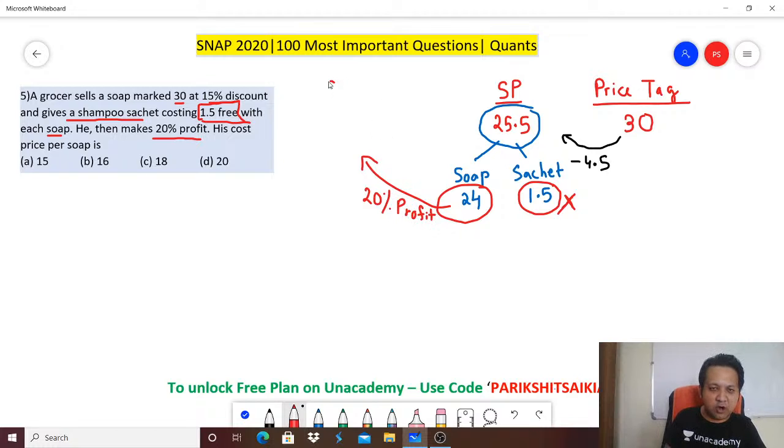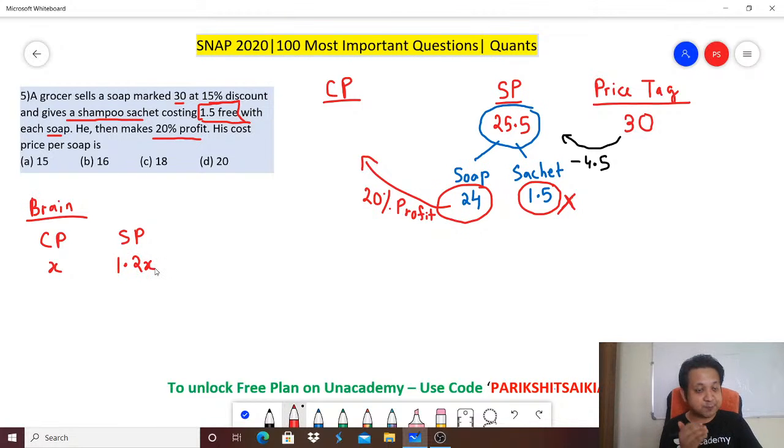So what will be the cost price? Think about it. If I am inside your brain, how will I think? 20% profit means if the cost price is x, the selling price is 1.2x. Will you agree? If the cost price is x, the selling price must be 1.2x. In that case, I have a 20% profit.